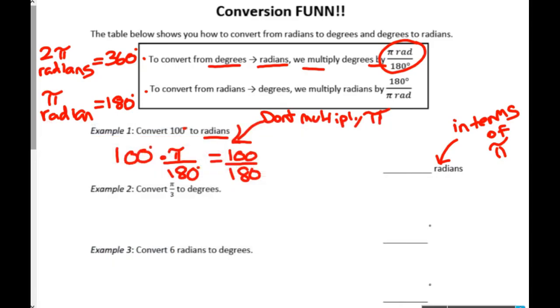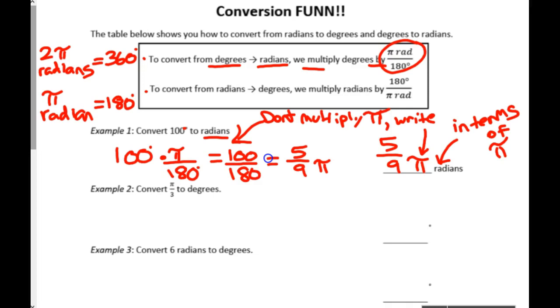So what we end up getting is 5/9, and then we write the pi next to it. Since we did not multiply the pi, we write the pi. So 5/9 pi. Okay. Don't multiply the pi, write the pi. So that's it. When you're given degrees, you're essentially just dividing by 180 and putting a pi next to it. That's it. Okay? So that's degrees to radians.